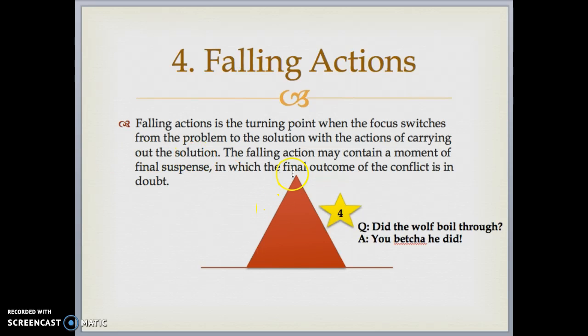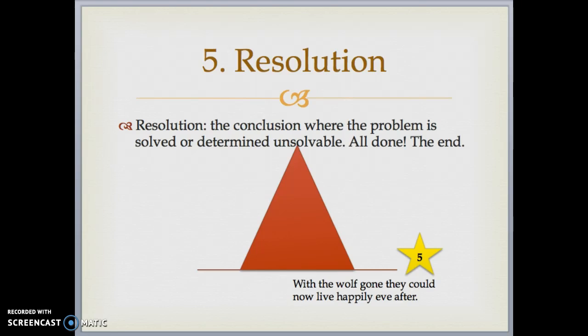Here we have falling action. From climax, you're in this moment of held suspense. The question would be, did the wolf boil through? The answer would be, you bet he did. Which leads us to resolution.